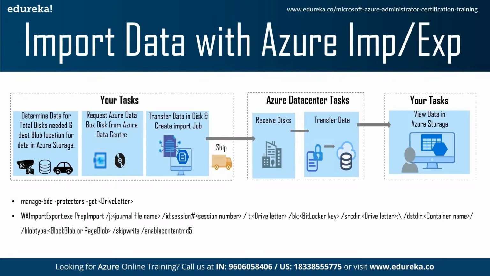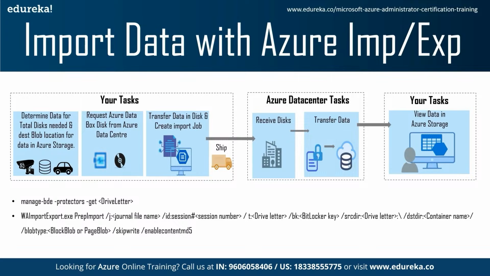Then you have to select the blob type, whether it is a block blob or page blob. Then the default code, that is skip write and enable content MD5, is the default thing. You don't have to change it. So that's how it has been done. The next step is to create the job. Create an import job by using the Azure portal or the REST API.